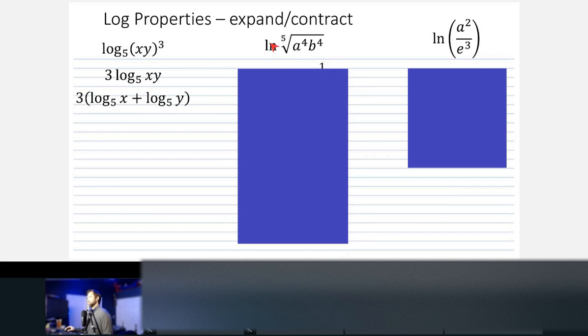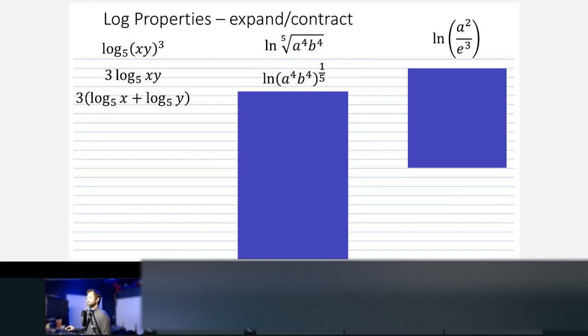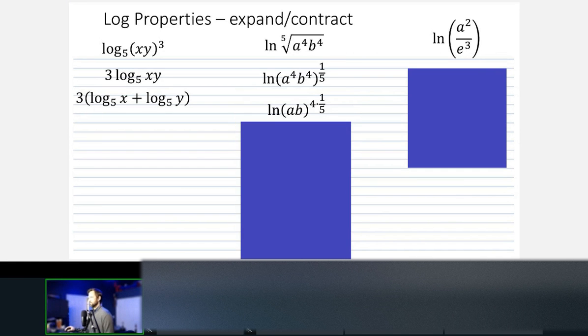Okay, the second one. What do we do first? Yeah, we want to make it a power. Because this is the 5th root, we make it the 1/5 power. And we all kind of remember how to do that. Then what? Yeah, move the exponent in front. It almost feels like we know what we're doing here.